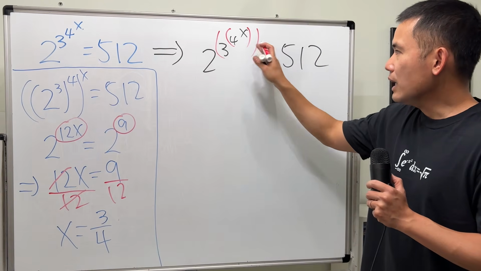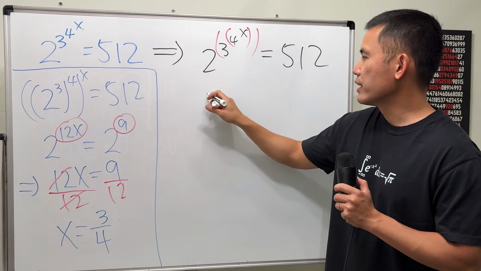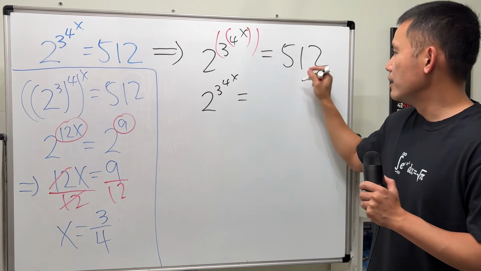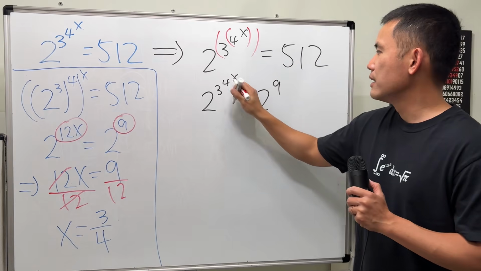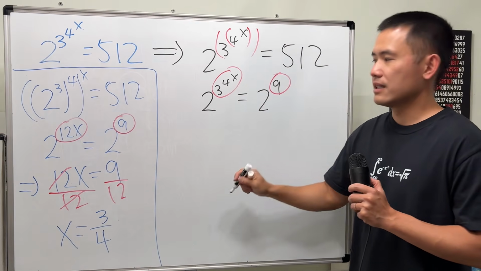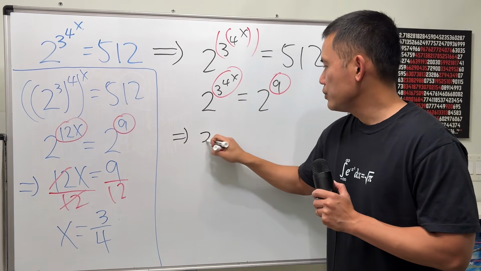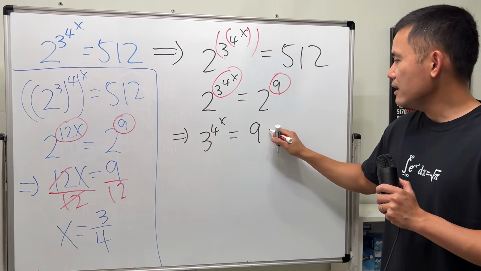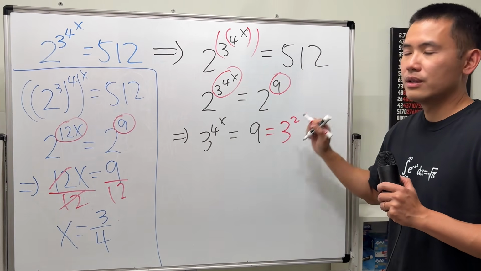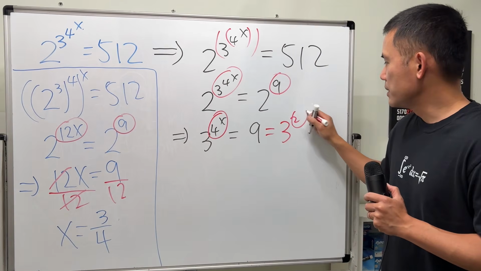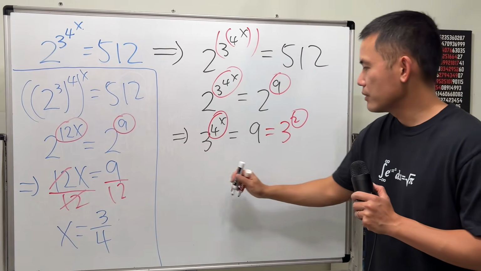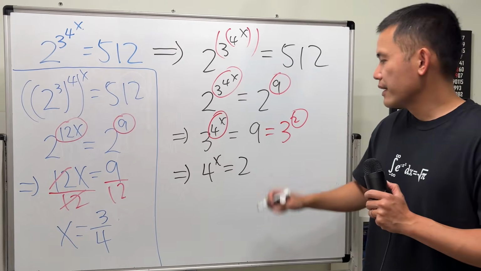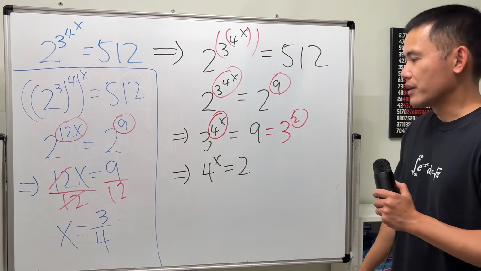So if you have this situation, then you have to break it down as 2 to the third to the 4 to the x equals 512 is 2 to the 9. So this has to be the same as that. So 3 to the 4 to the x is equal to 9. And 9 is the same as 3 to the second power. So this has to be the same as that because 3 to some power, right? So it implies 4 to the x is equal to 2. And then it depends on how you want to solve it from here.